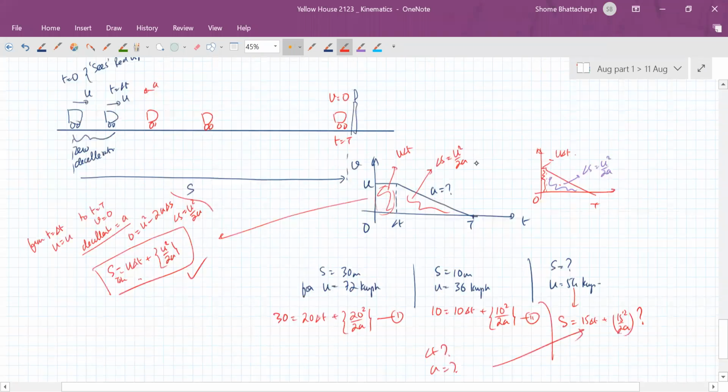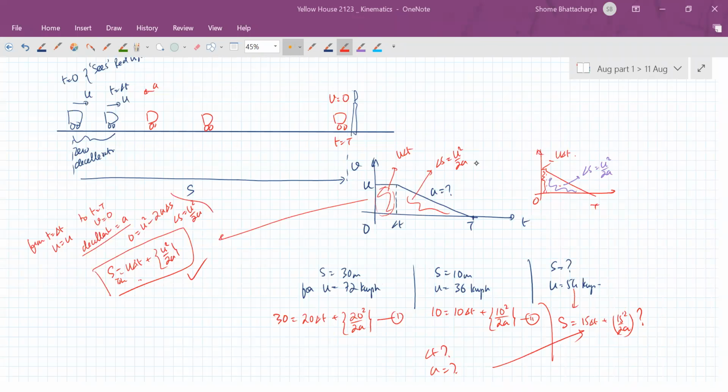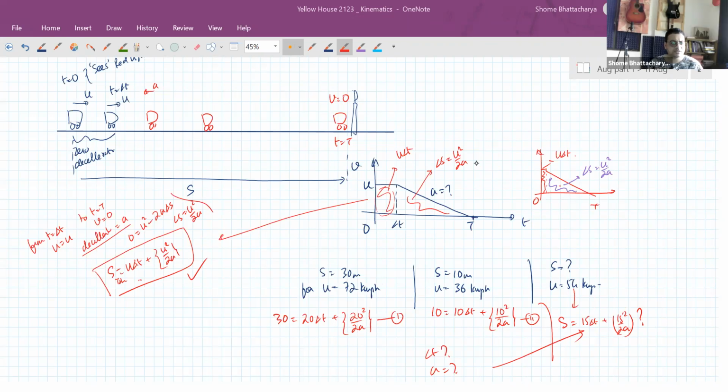So doubts from the objective section you'll be clearing later. Yeah, I'll discuss in the next lecture, because we'll need some time for vertical motion. Let me see. I'll try to finish vertical motion and come to those doubts. Okay.